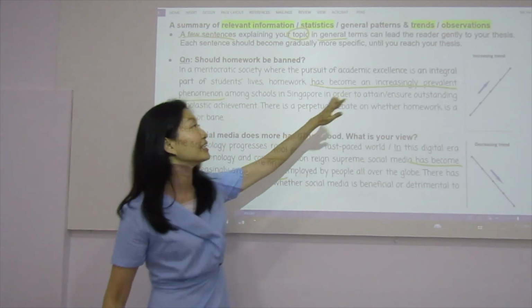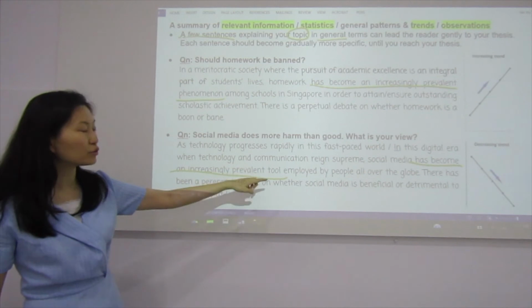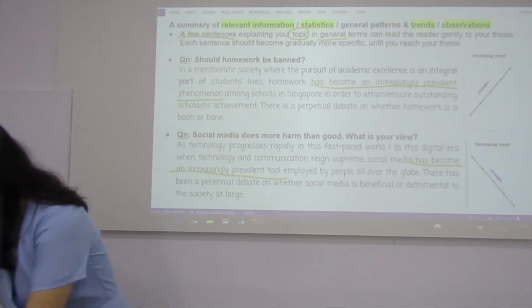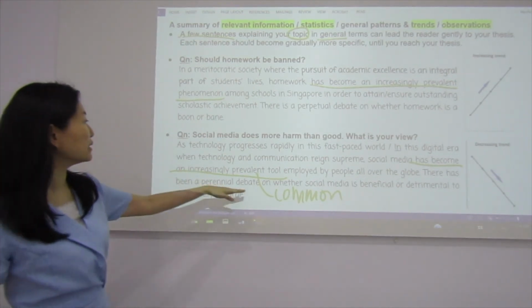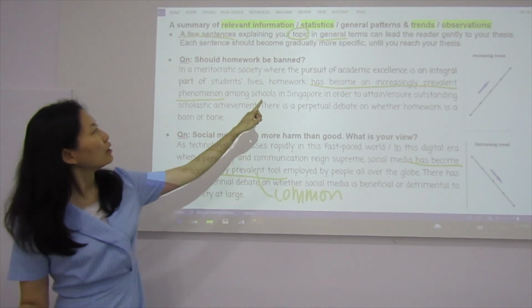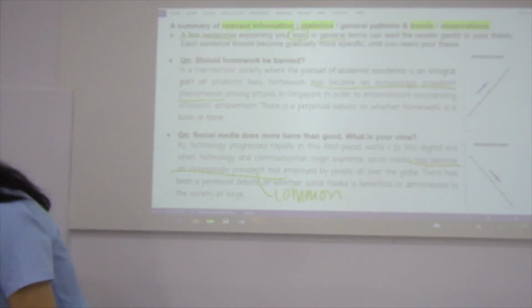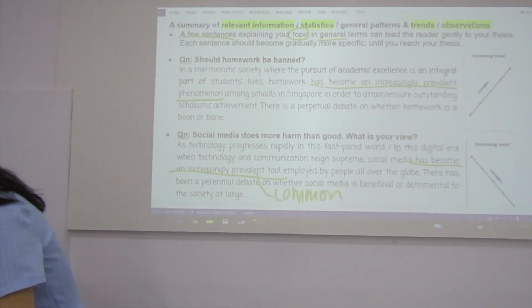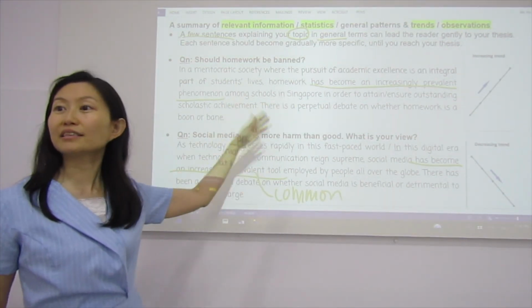We have something like that, right? Has become an increasingly prevalent phenomenon. Again, has become an increasingly prevalent tool. What is the meaning of the word prevalent? Common. Yes, can you jot that down? Prevalent means common. That means we're trying to say that social media has become a really common tool that is used. Or homework is a very common part of the student's life. Next one. Any other sentence phrases that you see similar? Phrases that are similar.